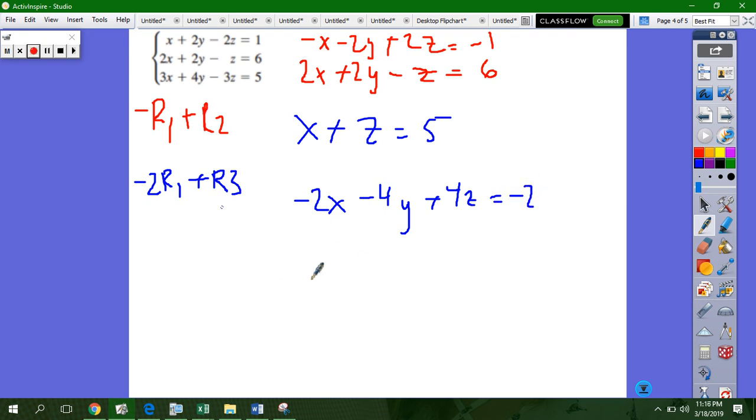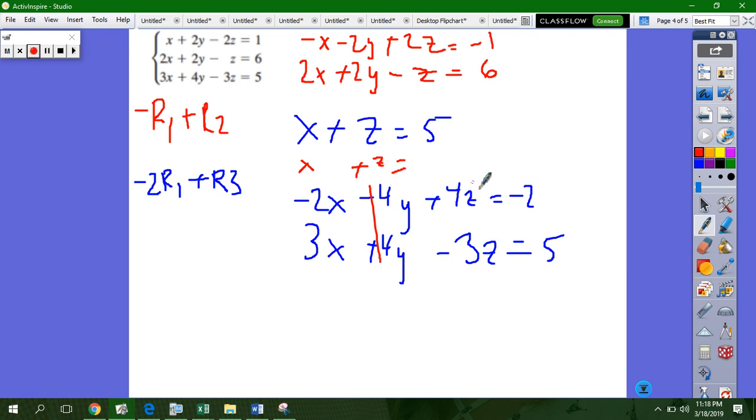Here's the next one on the very bottom. I have 3x plus 4y minus 3z equals 5. Let's go ahead and go through that really quickly. And so when I add those, I get x gone, plus z equals 3. Now, if you'll notice those two, let's just copy these down here really quick. X plus z equals 5. X plus z equals 3.